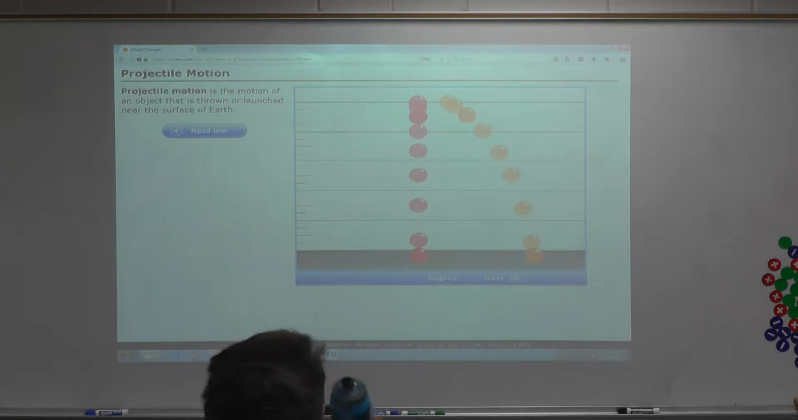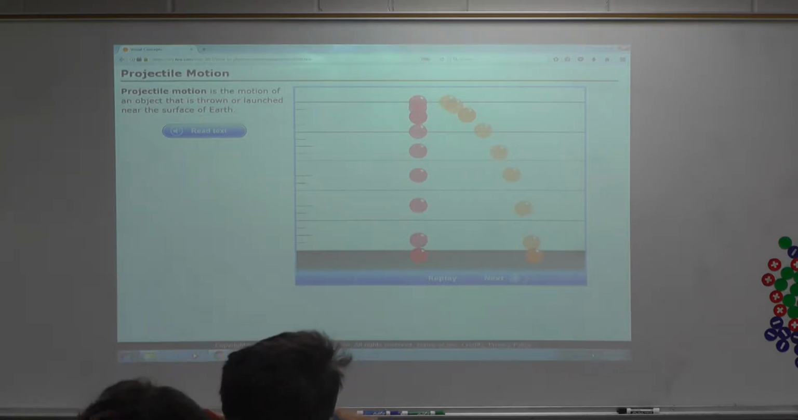If you look at it, from here to here and from here to here vertically should be the same amount, because the only thing acting on it is gravity. The only reason why this one goes horizontally is because I kicked it horizontally initially.